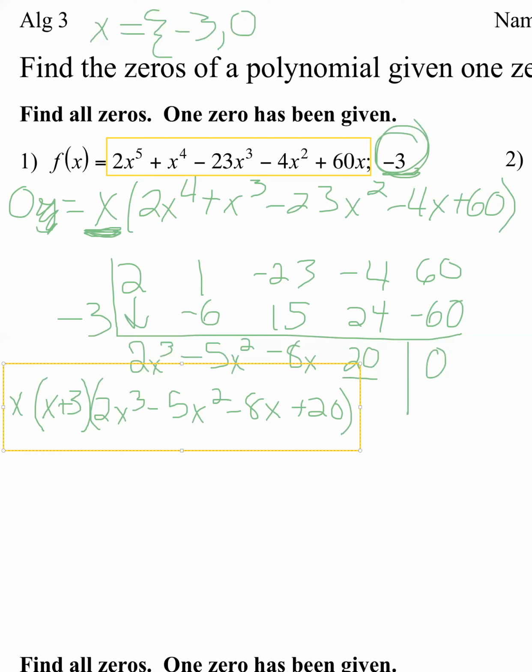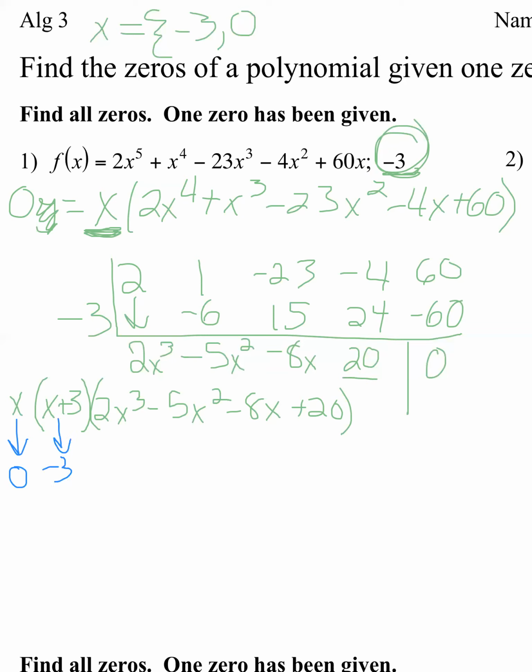So looking at where we are now, I already know that the 0 that came from x is 0. The one that came from x plus 3 is a -3. Now I'm left with this thing here. That is a 4-term polynomial. I'm going to try to factor by grouping and see if I can. If I can't, I'm going to have to keep going with synthetic until I can get down to a quadratic that I can solve. But let's see what happens if I factor by grouping.